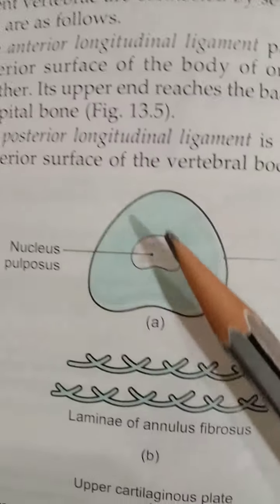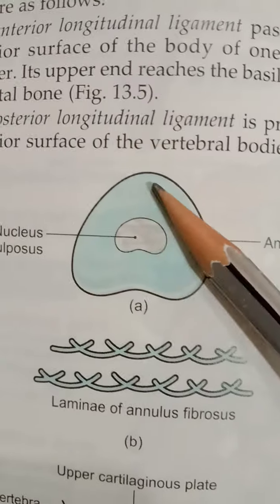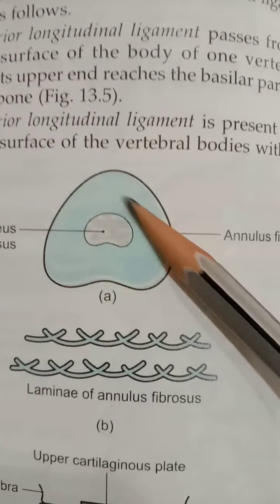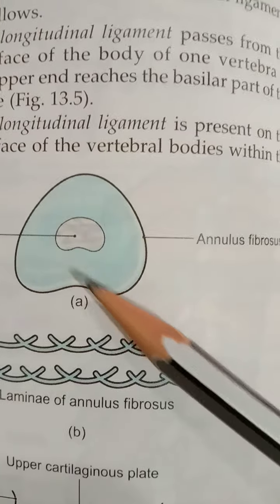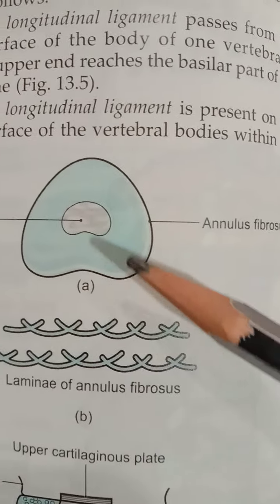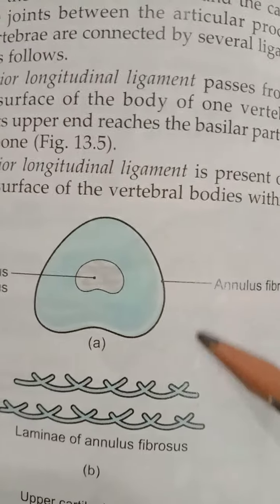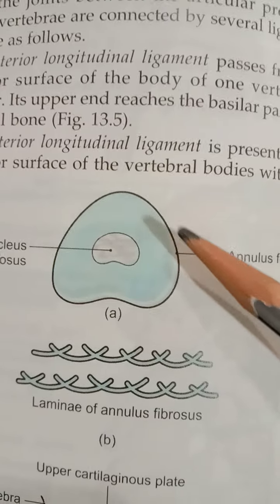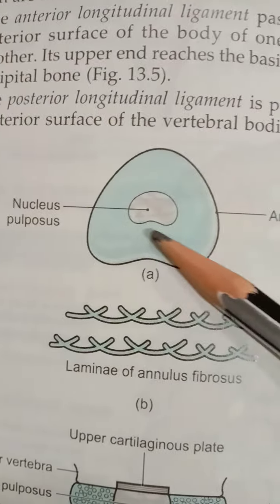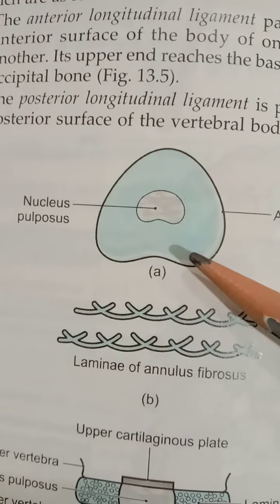Then the peripheral part, that is the annulus fibrosus. This is the annulus fibrosus. It forms the peripheral part of the intervertebral disc, and it is made up of a narrower outer zone, this border, the narrow part, made up of collagenous fibers, and a wider inner zone, which is made from fibrocartilage.